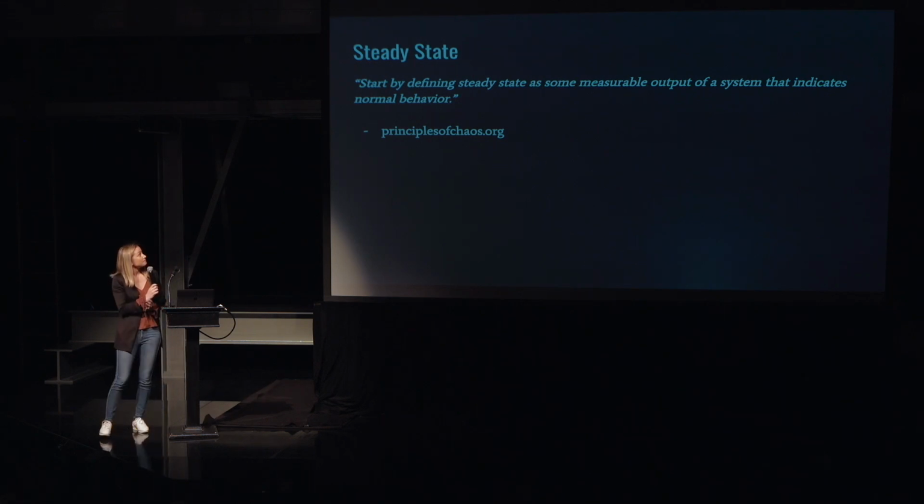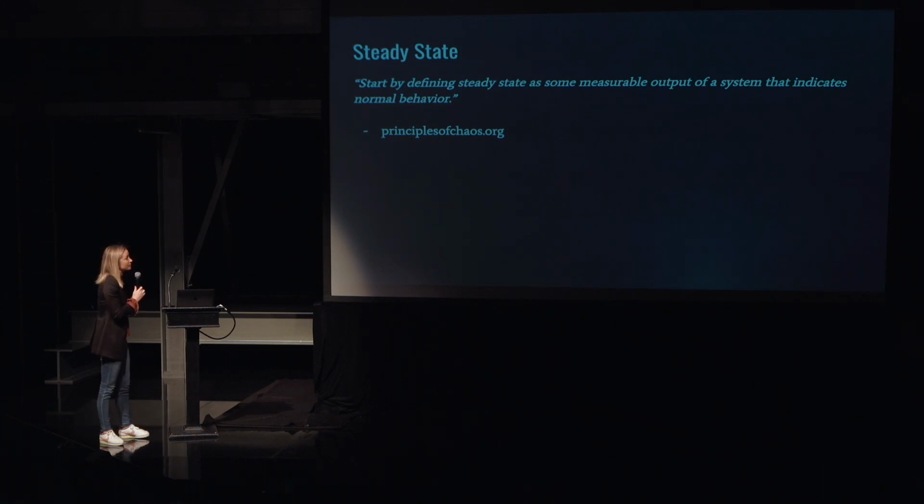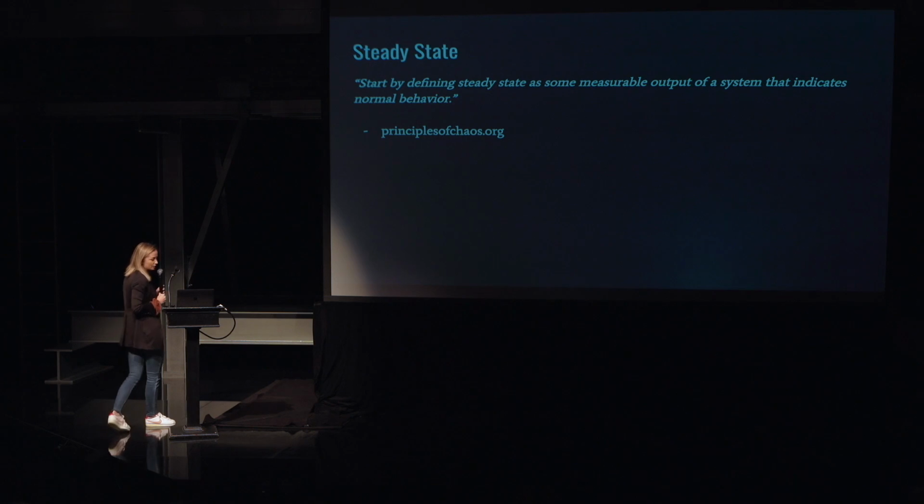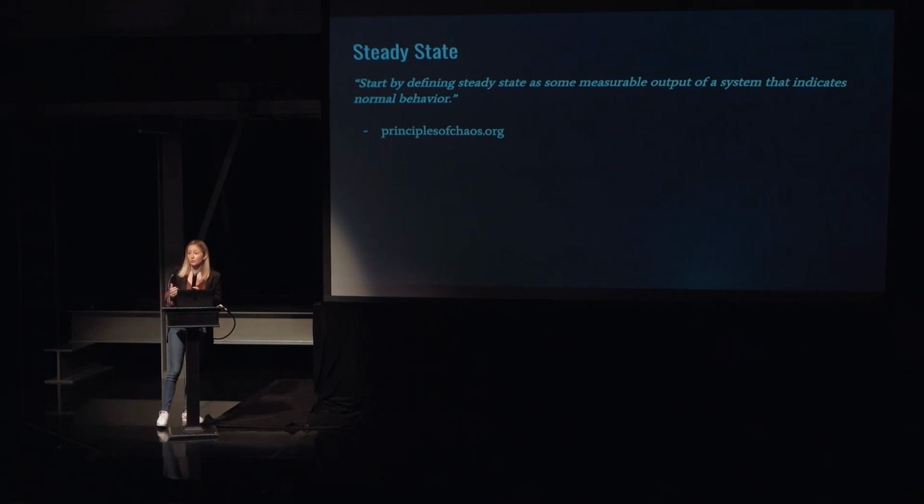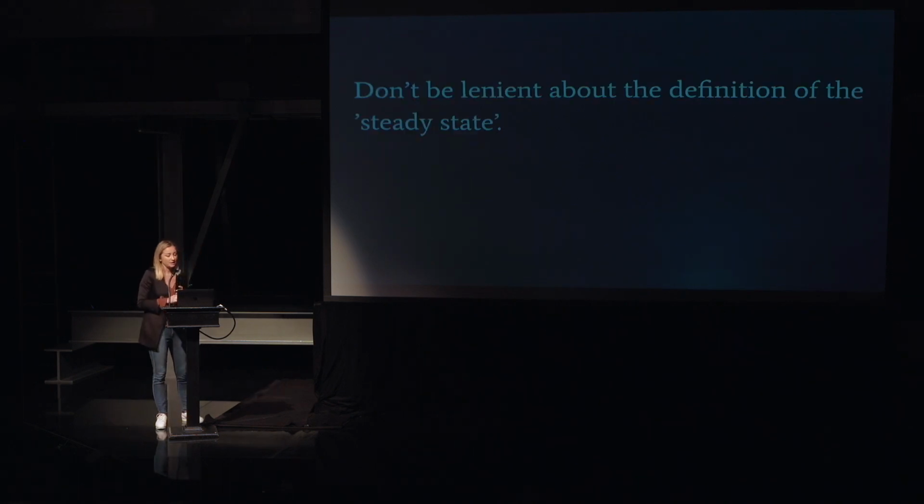So I want to share the definition of steady state from principlesofchaos.org. It says, start by defining steady state as some measurable output of a system that indicates normal behavior. So you want to know what your normal behavior is, and you want to know how much you're deviating from that. But you don't want to be lenient about the definition of steady state.